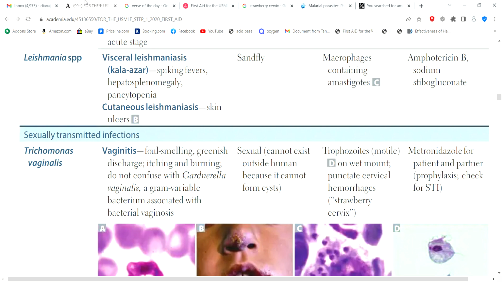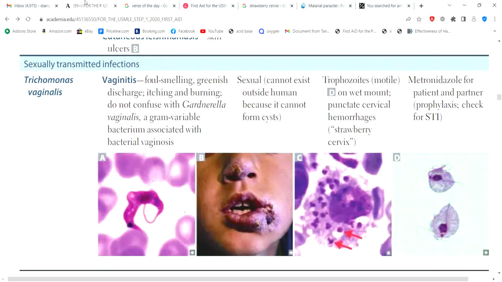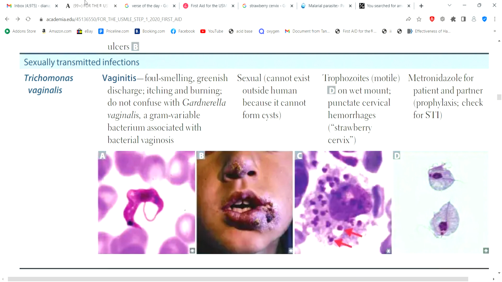Treatment is metronidazole for patient and partner. Prophylaxis: check for STI, sexually transmitted infection. You have to treat the partner too, otherwise they'll just keep reinfecting each other. So you have to give metronidazole to him also. Him, her.